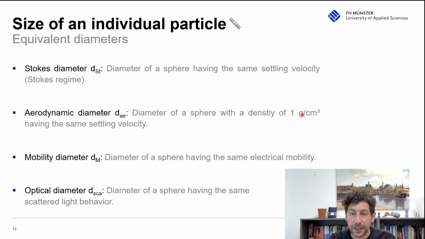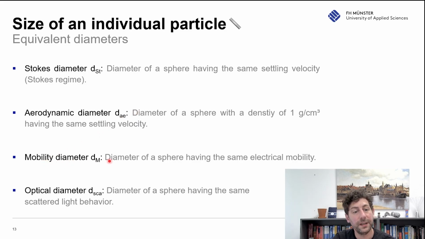So this is basically 1 gram per cubic centimeter, water, and this is very often used for aerosols. Aerosols very often consist of droplets, of water droplets. So aerodynamic diameter is extremely important for the movement of aerosol particles.